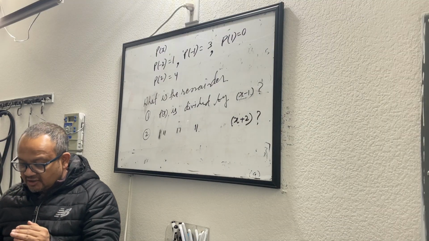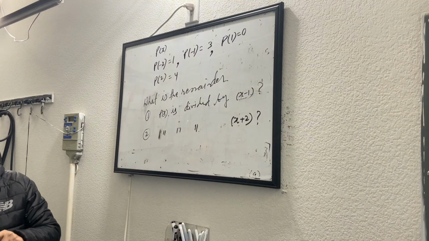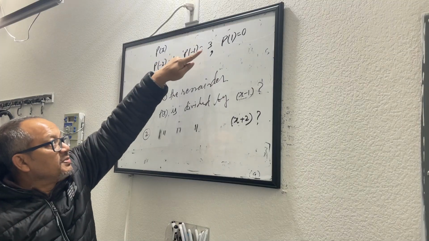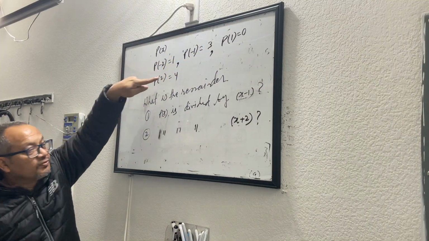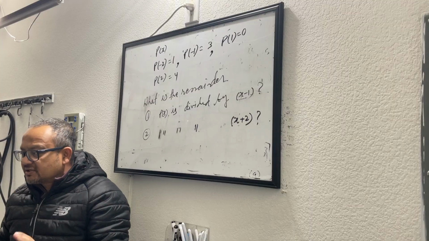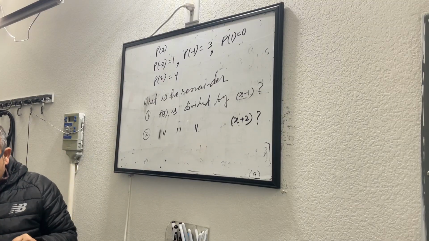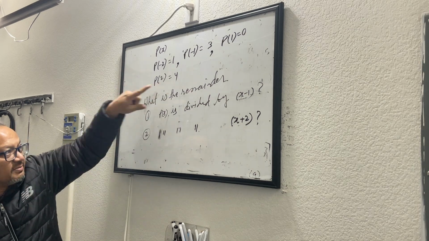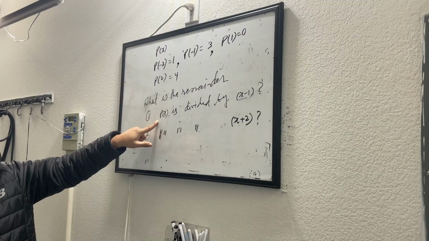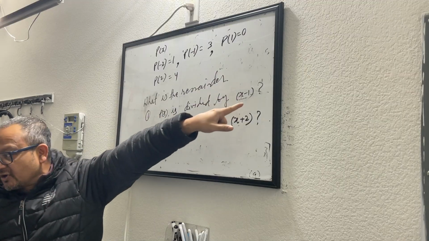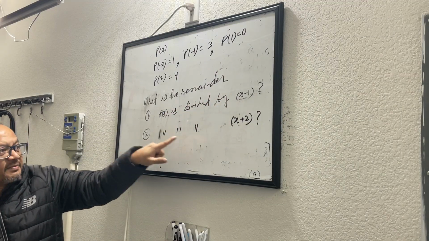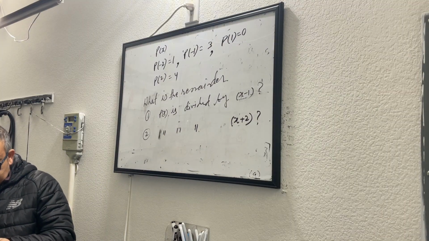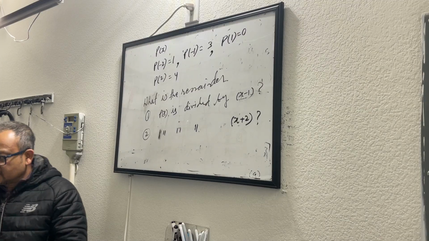P of x is a polynomial. Here are a few values of p of x. So p of minus 2 equal to 1, p of minus 1 equal to 3, p of 1 equal to 0 and p of 2 equal to 4. These are the four values for which this polynomial is evaluated. So now we have to answer these two questions. In both the cases we have to find the remainder. In the first case, p of x is divided by x minus 1. What is the remainder? When p of x is divided by x plus 2, what is the remainder? And I will let you guys do whatever you want to do to get rid of the ghost.